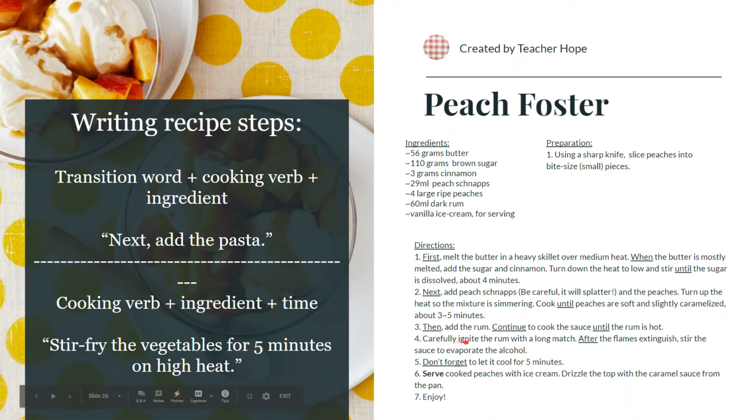Then add the rum. Continue to cook the sauce until the rum is hot. Carefully ignite the rum with a long match. After the flames extinguish, stir the sauce to evaporate the alcohol.